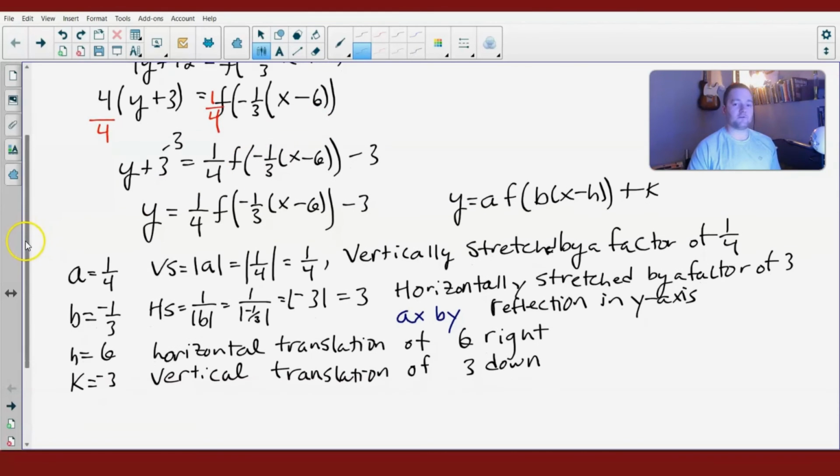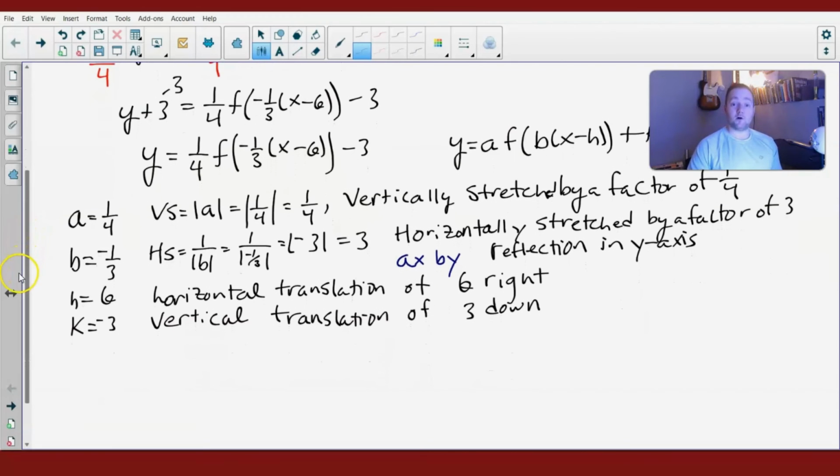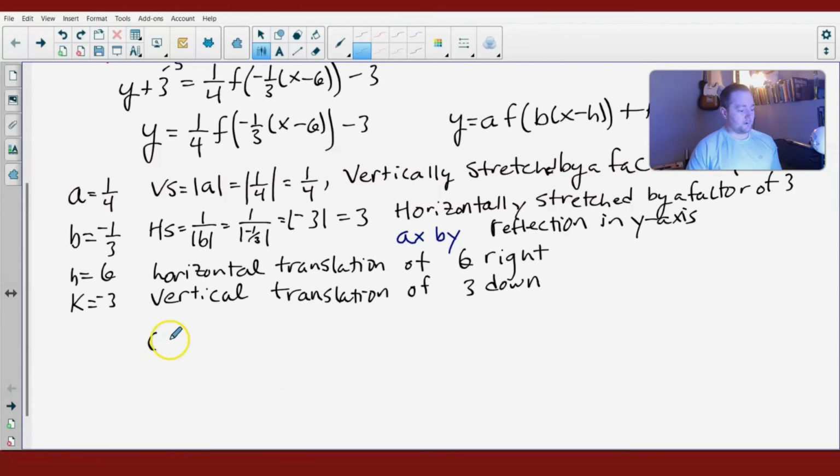Now I've got a couple minutes left in this video, and I want to take you through finding the mapping rule. The general form of it looks like this: (1/b)x + h, ay + k. The reason why I do X by is because reflections work the opposite of the mapping rule. You notice in the mapping rule the a is in front of the y, but for a reflection, a negative a means a reflection in the x-axis.